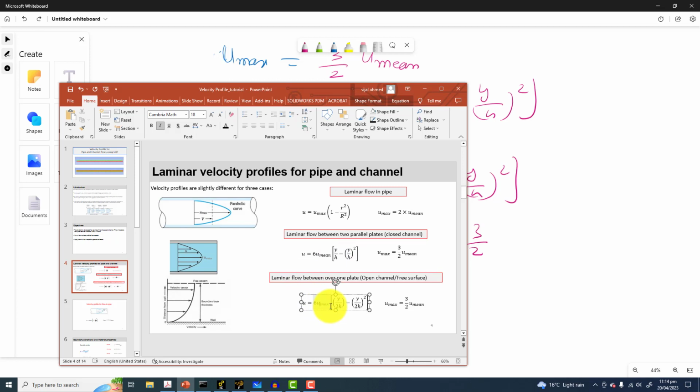And similarly here, okay, so basically we derived the second profile, and in the next video I will be deriving the third profile.